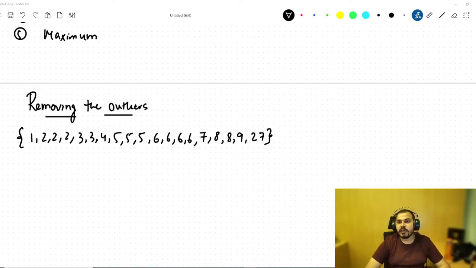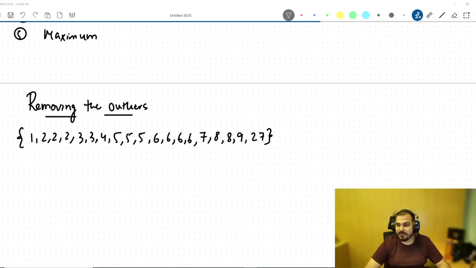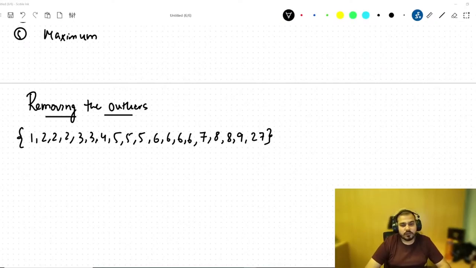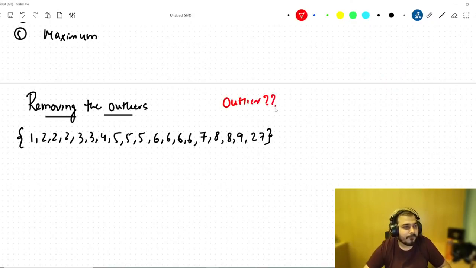Now from this distribution, guys, which do you think is the outlier over here? Anand, please focus on the lessons. It's okay. Okay. What do you think over here is the outlier? Which is the outlier? So obviously you'll be saying that 27 is the outlier.